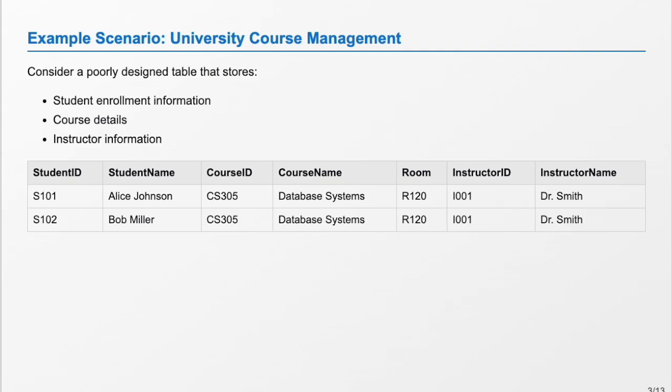So first, we're going to look at an example. This is a common scenario. This is a table about university course management. So we've got a table of student ID, student name, course ID, course name, room, and instructor ID, instructor name. If you know how to write SQL, and I ask you to write some query using this table, it will be fairly easy to do because everything is stored in this giant table. So it looks pretty convenient, but it's actually very problematic. We'll use this example to walk through the different types of anomalies.